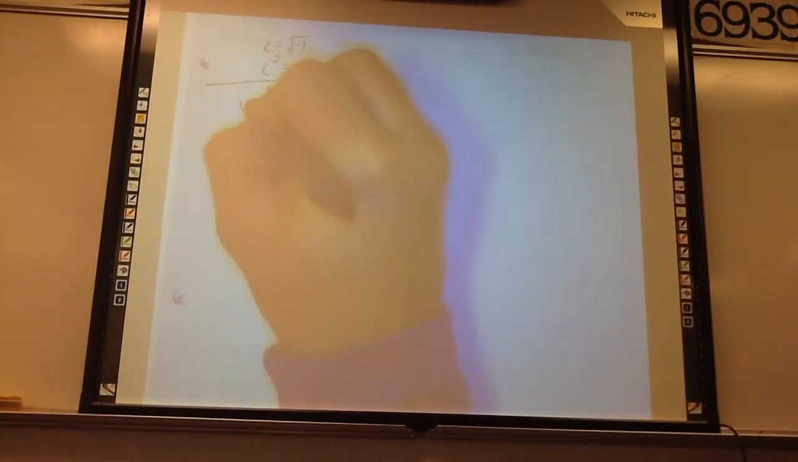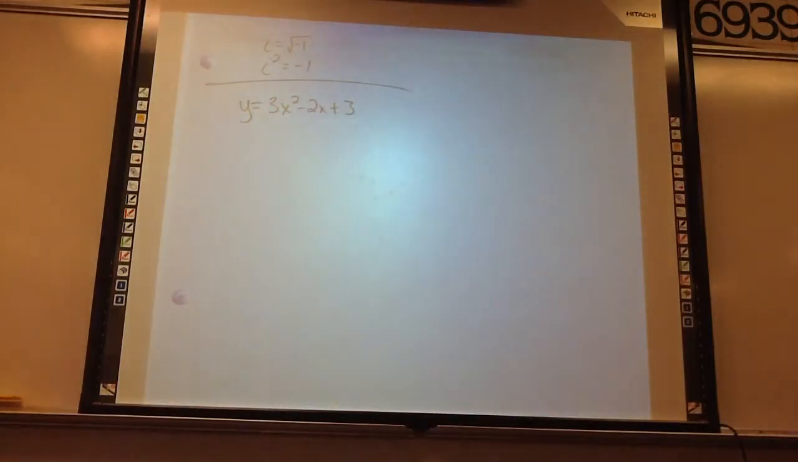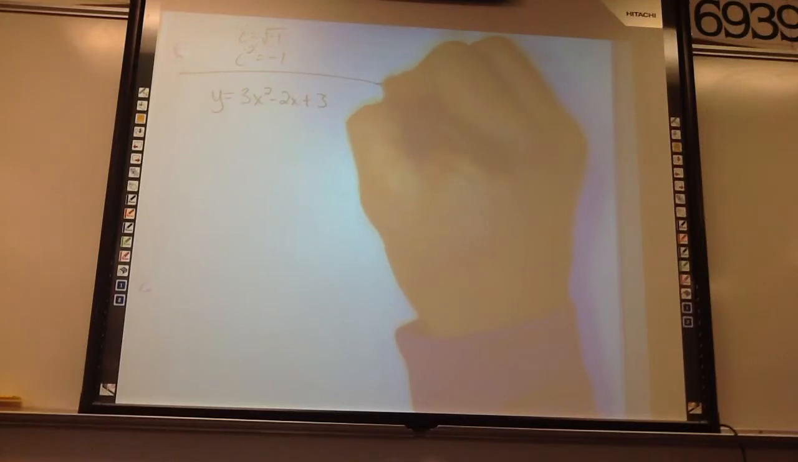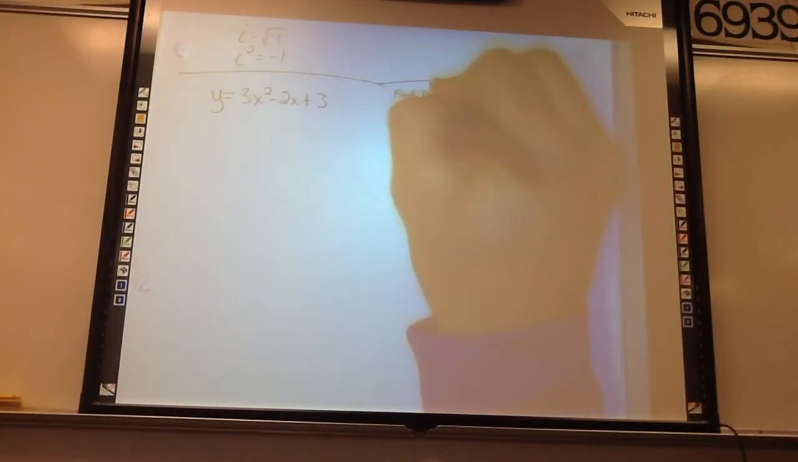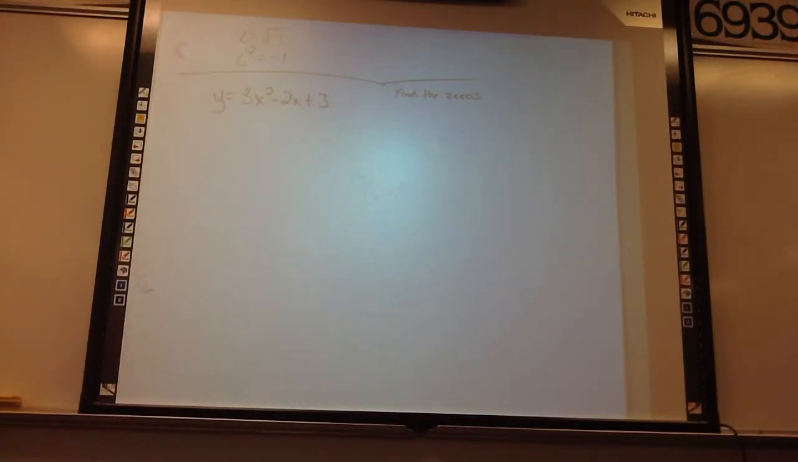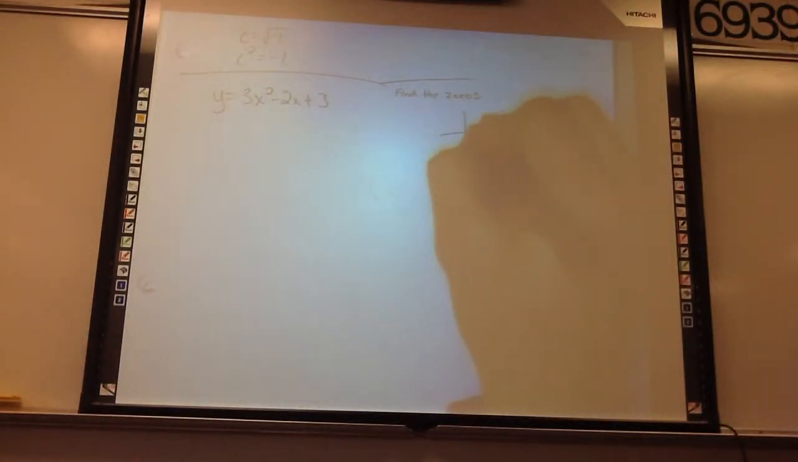So if I'm like y equals 3x squared minus 2x plus 3, and I say find the zeros, what's that mean? Have we used that word before? Find zeros. It's kind of like x-intercepts, because zeros just mean find the values of x that will make y 0. Which 99% of the time means x-intercepts, right? When y is 0 is where it crosses the x-axis.